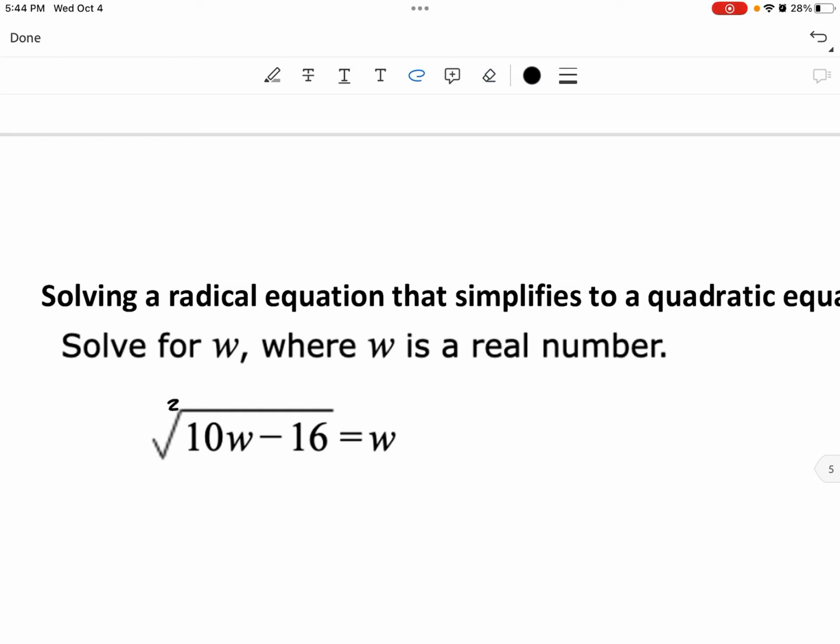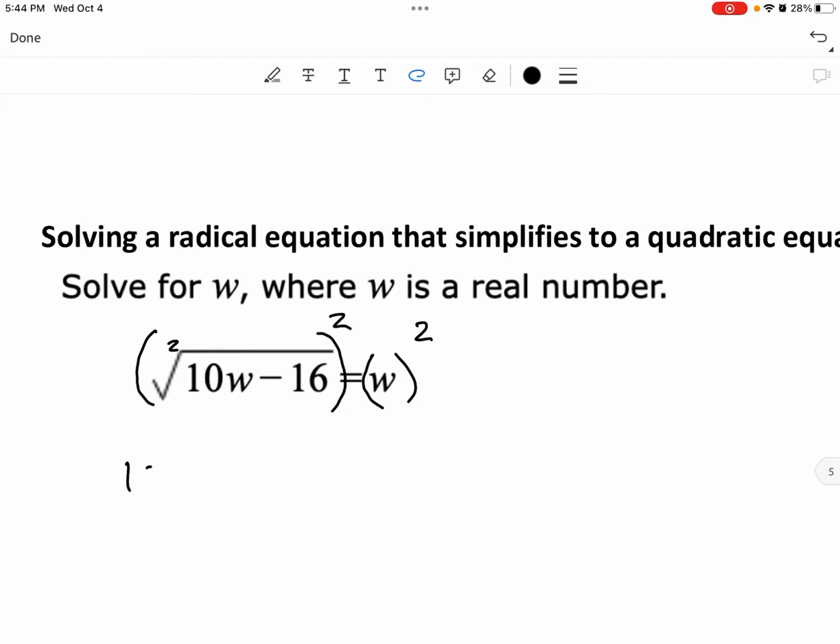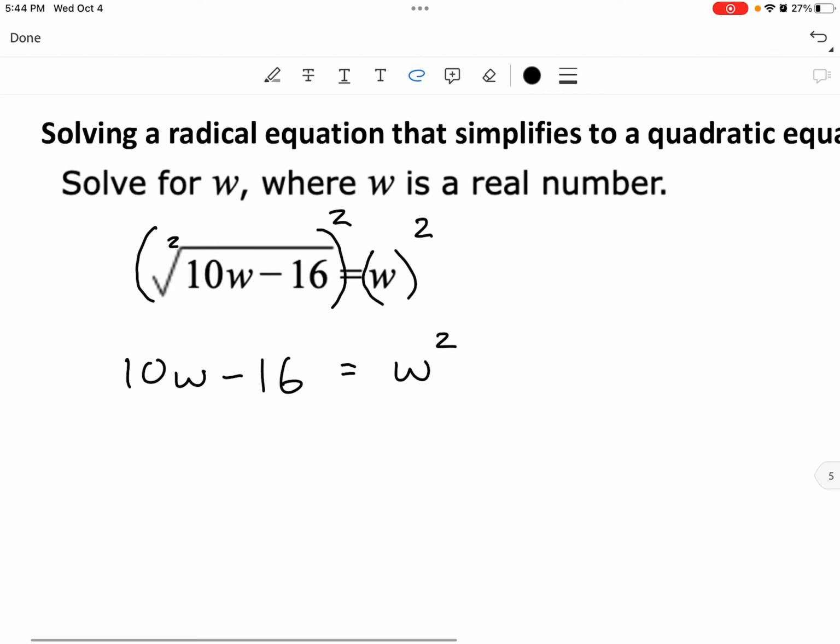Now, the index here is a little 2. We usually don't write it, but we do say square root. And again, to get rid of the square root, we're going to do the inverse, which is we're going to square it, which means we'll also need to square the right side. And as I mentioned just a moment ago, that is going to get rid of everything except for the 10w minus 16. That radicand or the expression comes out. Now we got w squared.